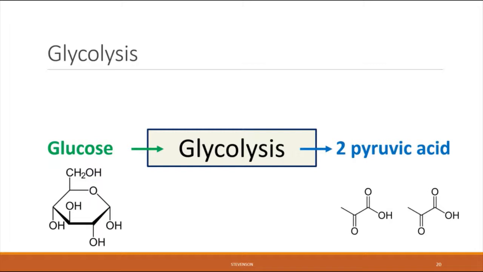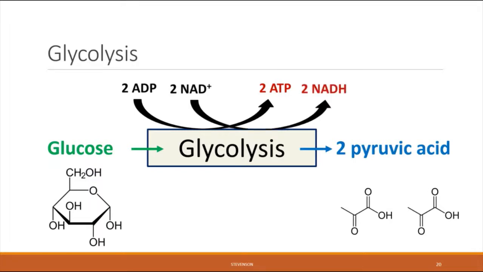In the process of doing this, glycolysis releases enough energy from the bonds in the glucose molecule to recharge two molecules of adenosine diphosphate, which, remember, is the uncharged version of the energy currency, back up to the fully charged version of adenosine triphosphate. So it can do that 2 times. In addition, something else happens, and that is that the cell takes 2 molecules of a compound called NAD+ and converts them into 2 molecules of NADH.